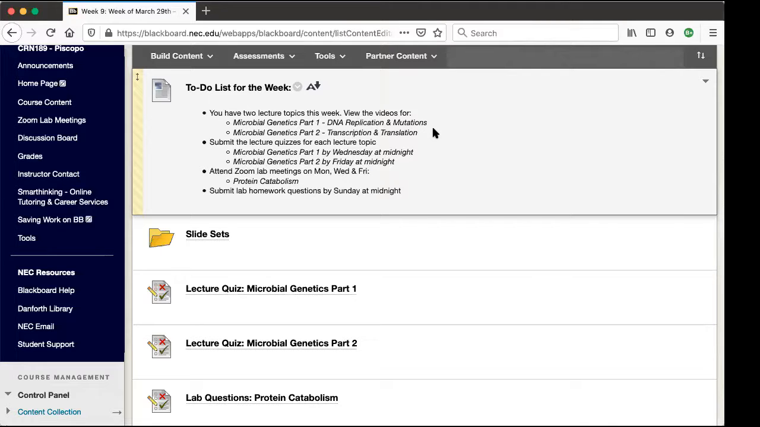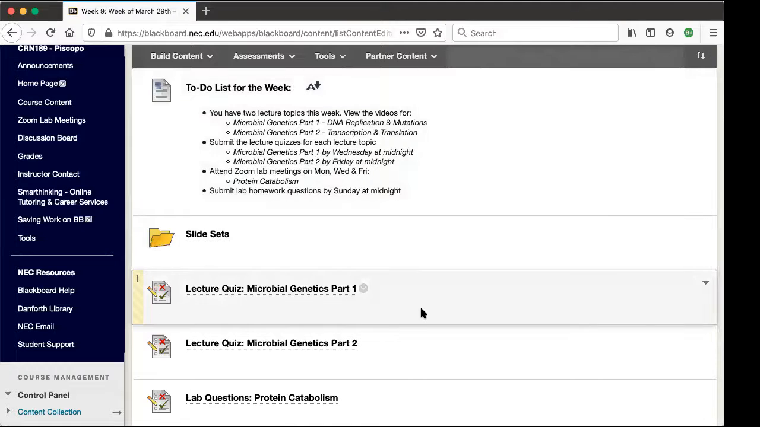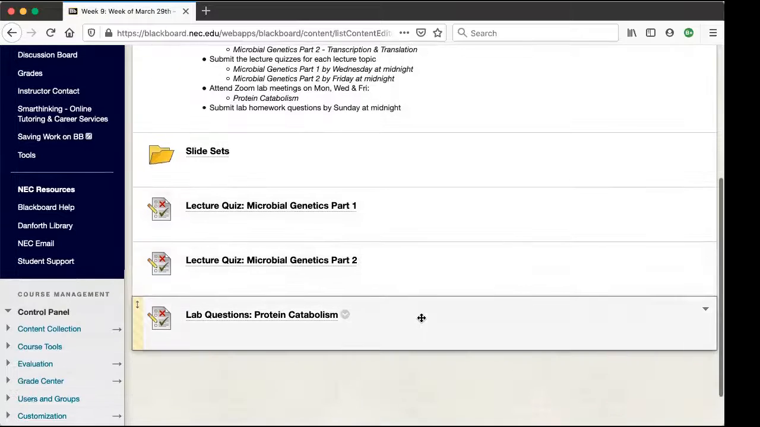In laboratory next week, we'll be talking about protein catabolism. So we'll move away from carbohydrates next week, and we'll move into proteins.